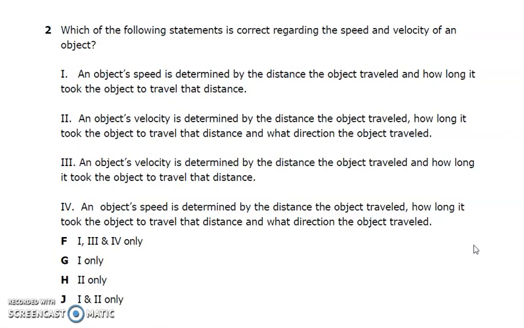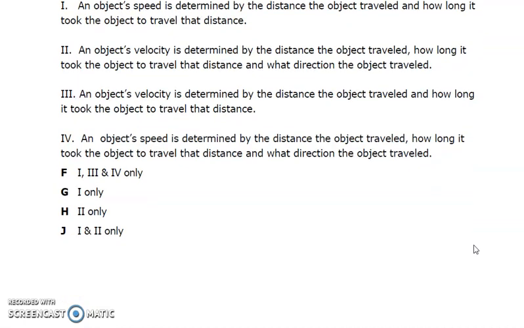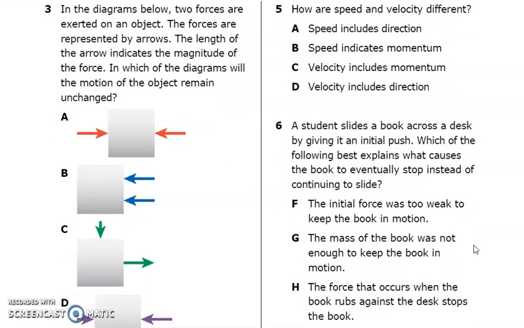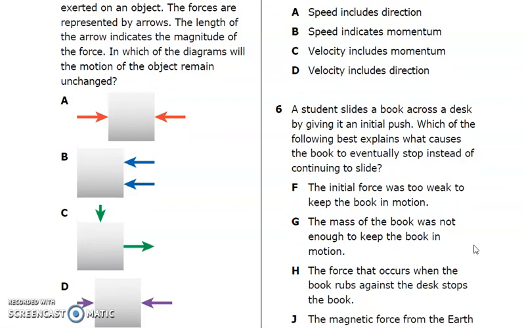F. 1, 3, and 4 only. G. 1 only. H. 2 only. J. 1 and 2 only. Number 3. In the diagrams below, two forces are exerted on an object. The forces are represented by arrows. The length of the arrow indicates the magnitude of the force. In which of the diagrams will the motion of the object remain unchanged? A, B, C, or D?